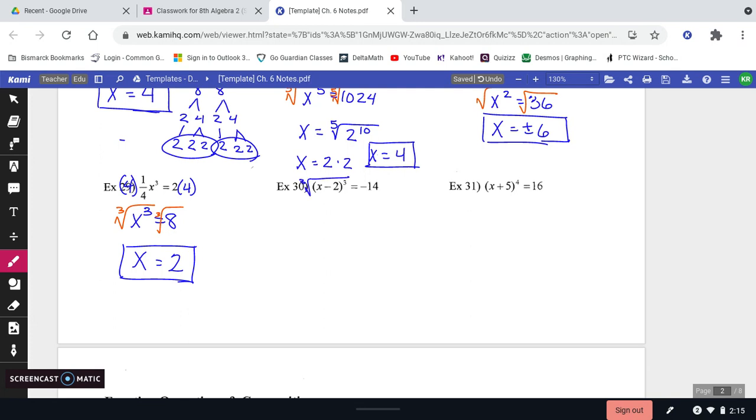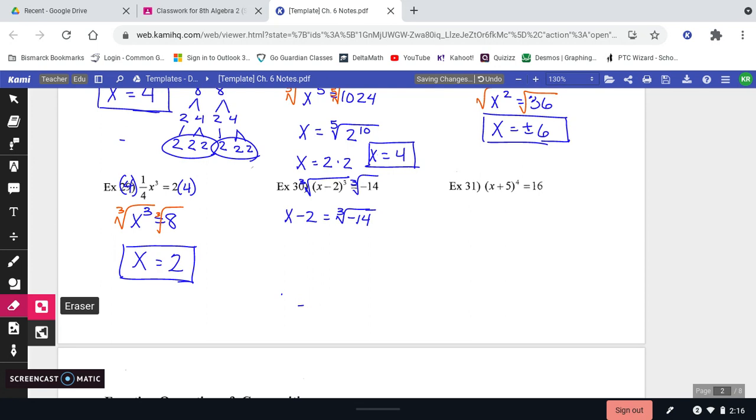I'm going to cube root both sides. So this becomes x minus 2 equals the cube root of negative 14. Okay, at first you see that negative under the root sign, and you might think that, oh, I'm going to have an imaginary number. But remember, the definition of i is the square root of negative 1, not the cube root of a negative. So our imaginaries do not apply in this instance.